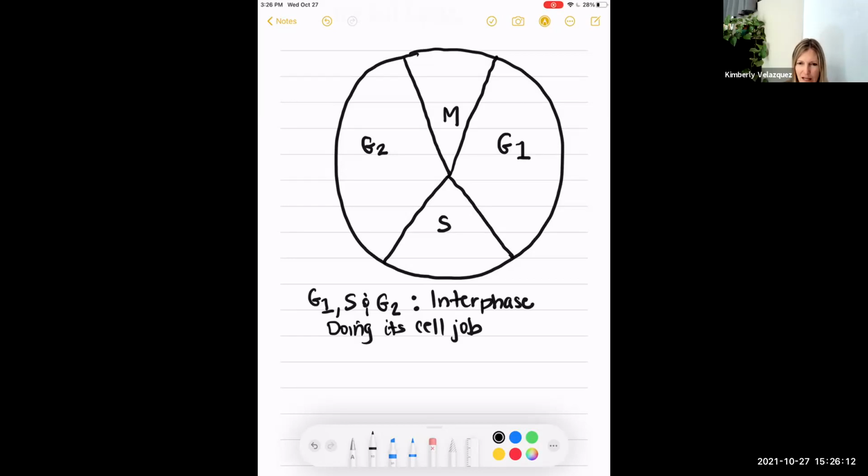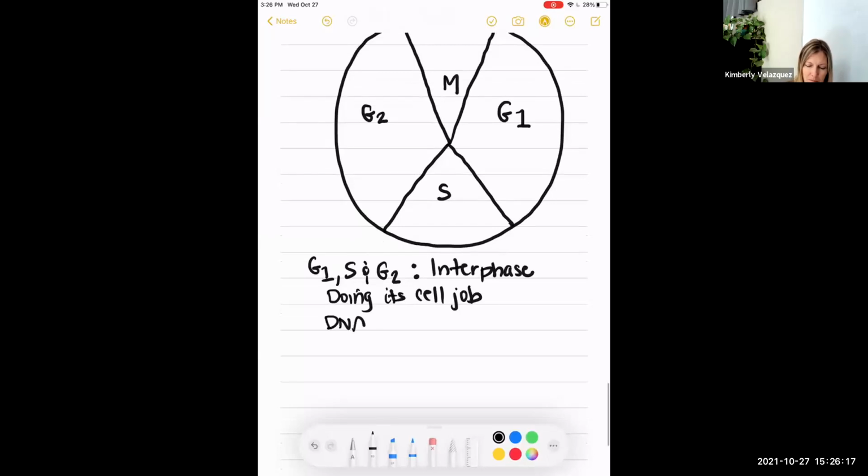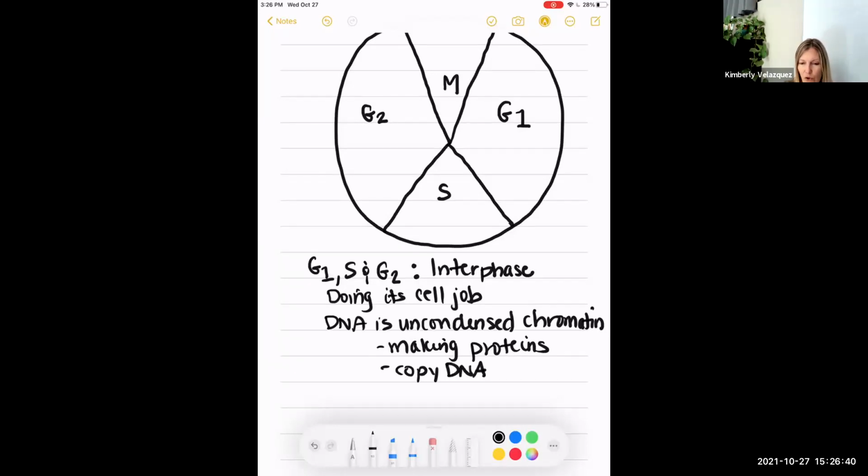So that means that DNA is uncondensed. And it appears as chromatin under the microscope. So that cell can make proteins. At the S phase, it's going to copy its DNA to make those sister chromatids. To do its cell job, that DNA needs to be uncondensed.